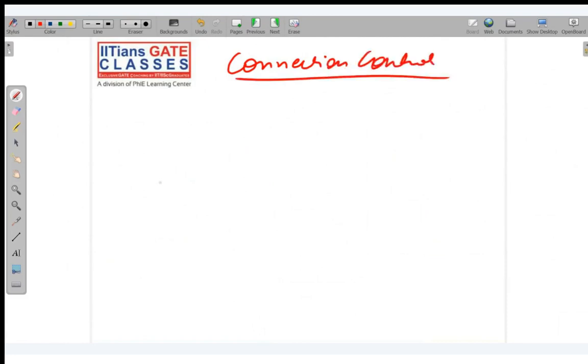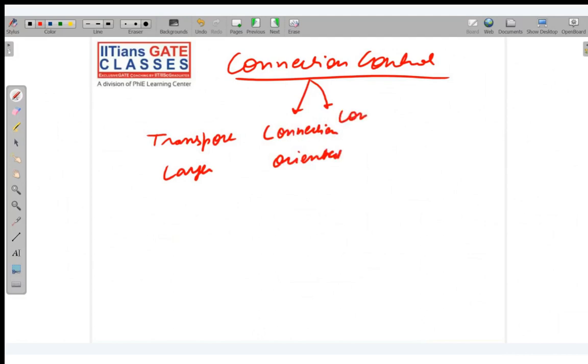So connection control means the transport layer can be connection oriented as well as connectionless. It entirely depends on what protocol we are using. Connection control means the transport layer can be connection oriented, or it might be connectionless.